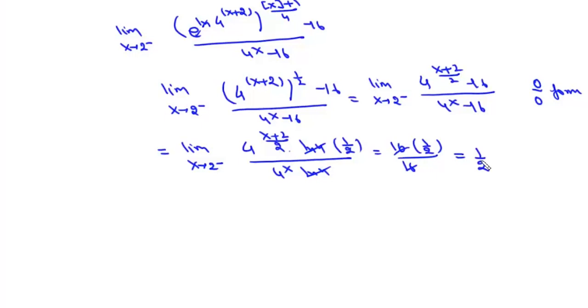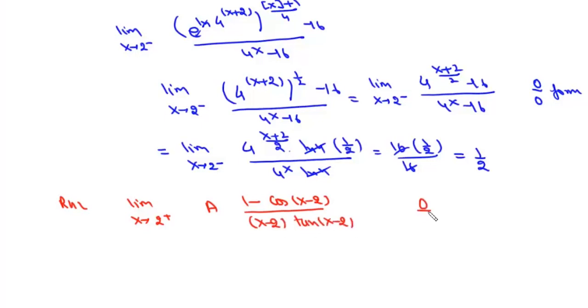Now we'll find its right hand limit. Its right hand limit will be limit x tends to 2 positive. Now when x is greater than 2, this value is a into 1 minus cos (x minus 2) upon (x minus 2) tan (x minus 2), which again is 0 upon 0 form.